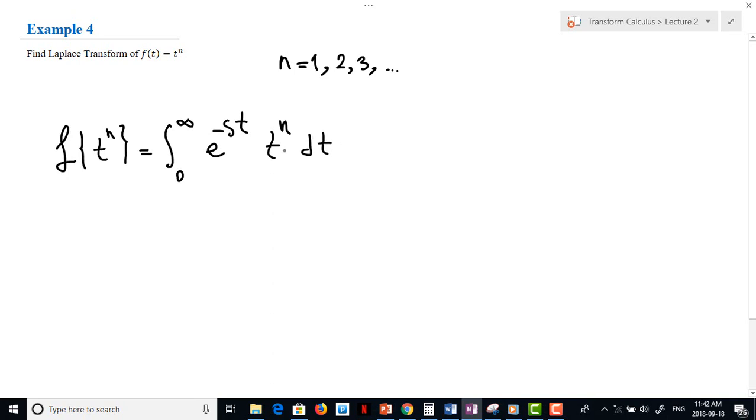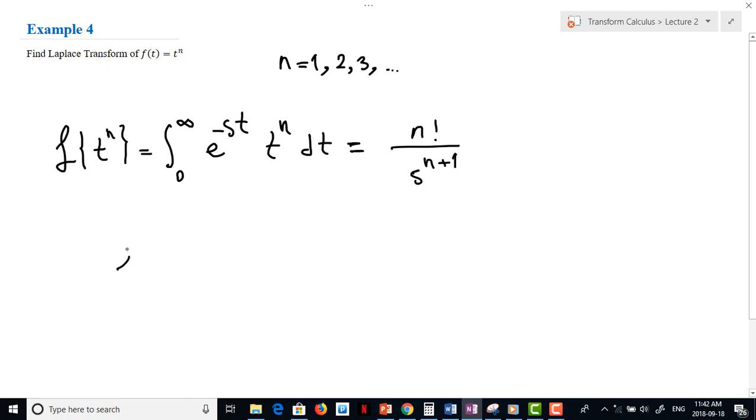So how can we solve this integral? Here we have t to the power of n. We have to use integration by parts to solve this integral, but depending on n, for example, if you have n equal to 10, we have to do integration by parts 10 times to end up with the solution, and it takes a long time. So as a result, we can say that Laplace transform of t to the power of n is equal to n factorial divided by s to the power of n plus 1.